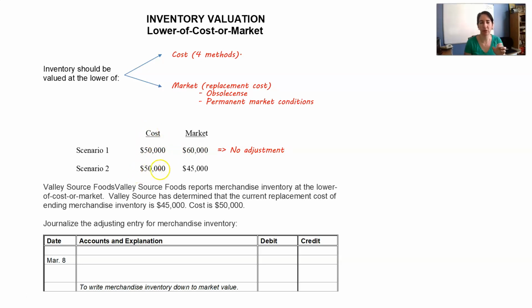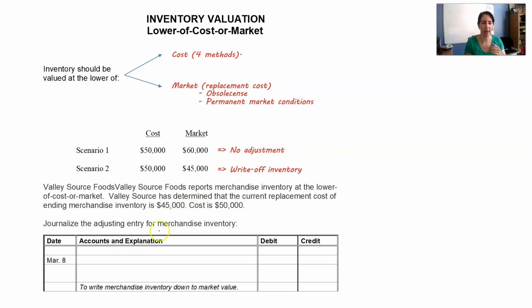So now let's look at scenario 2. Your cost is $50,000, right? That's how much your inventory is on your books for. But the market price for these is only $45,000. The replacement cost is $45,000. If that's the case, you're going to write off that inventory. You're going to bring it down because your inventory is not currently at the lower of cost or market. Market is lower, so we've got to bring it down.